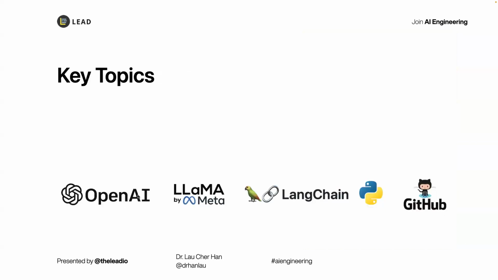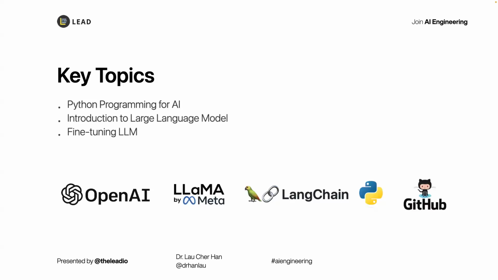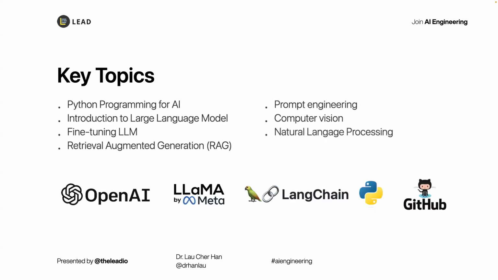Some of the key topics you learn are definitely OpenAI and Llama, so you learn closed-source proprietary and open-source LLM models, and you learn how to use LangChain, Python, and GitHub to pull them together. We'll cover Python programming for AI, introduction to LLMs, how to fine-tune LLMs, and how to do RAG. The one I showed you tonight is mostly on RAG, not so much on fine-tuning. And then prompt engineering, computer vision, natural language processing, and also automated AI workflows.